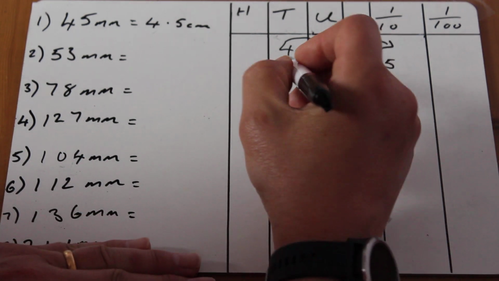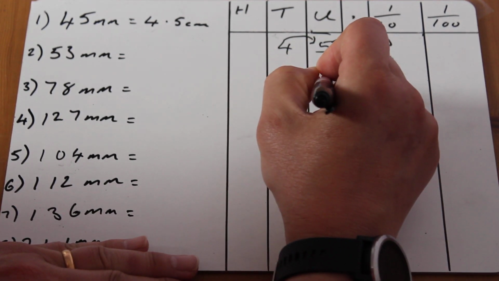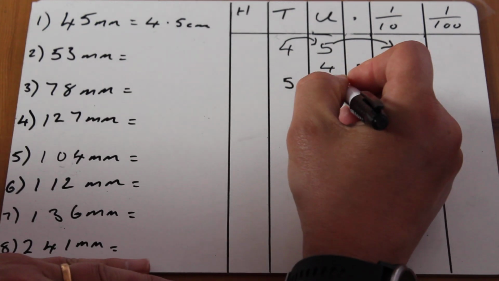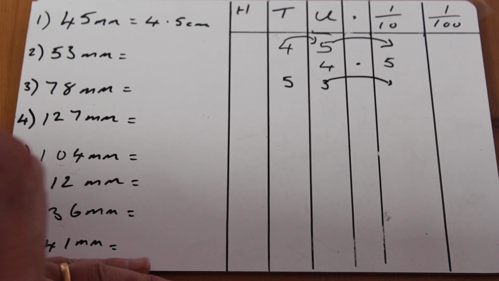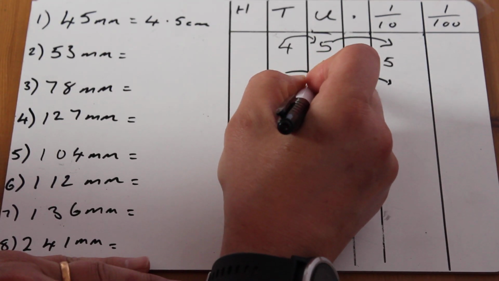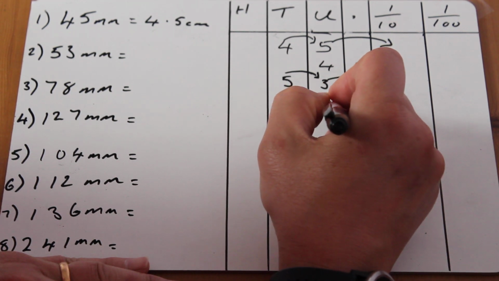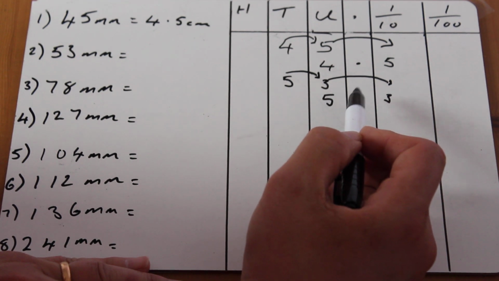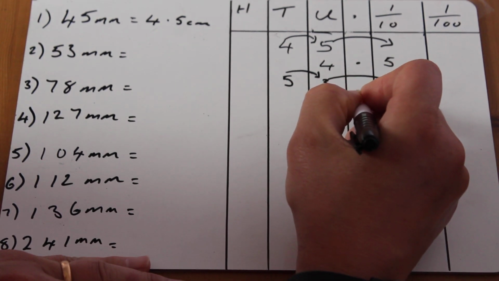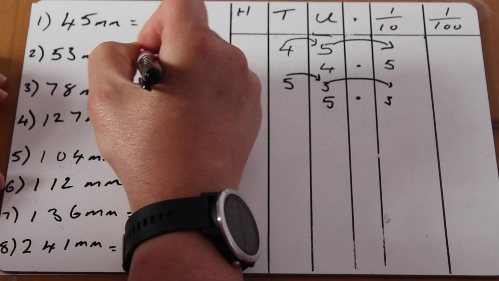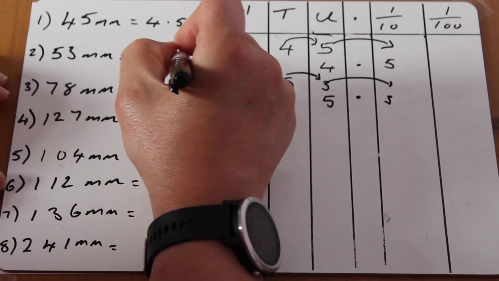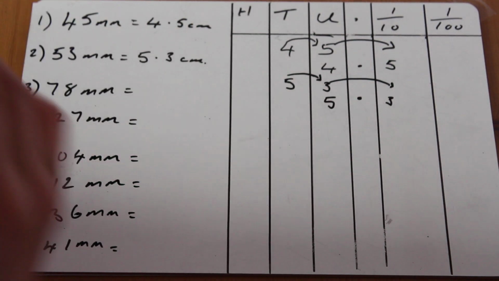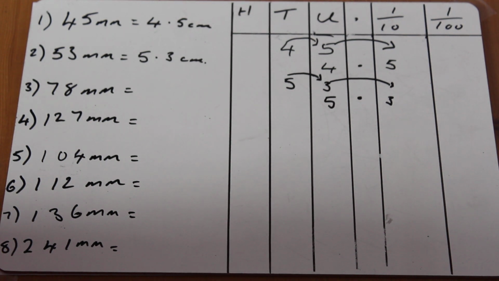Right, let's move on to the next one, 53. So again, we write it down in the correct place. The 3 jumps all the way across into the tenths. The 5 jumps into the units. So that now gives us 5 and 3. But don't forget, there's the decimal point column in between. So I must put the decimal point in there. So that's going to be 5.3 centimetres. Notice, because I'm changing it into centimetres, I must have centimetres as my units for the answer.